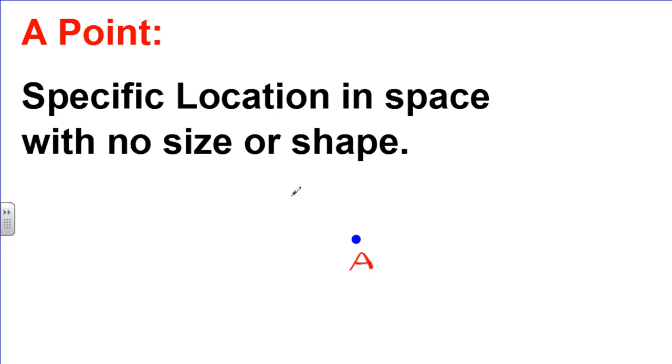So a point is simply a specific location in space with no size or shape to it. Even though it is represented on a piece of paper with a dot, it actually has no circularness to it necessarily. It is just here, a location. It is a location in space. So I'm calling that point A.